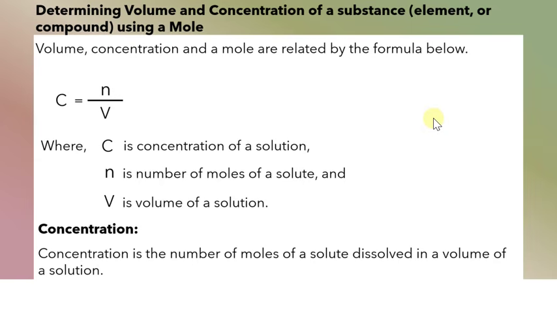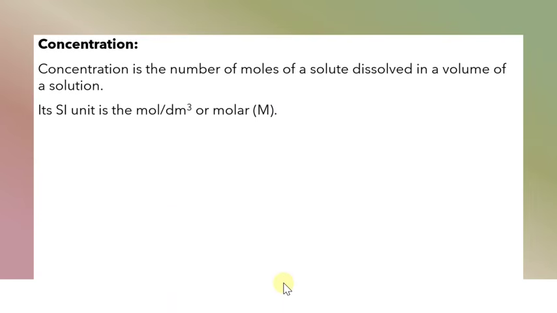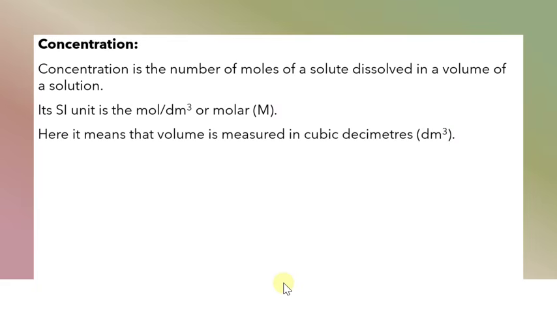That one is also a standard definition. So the SI unit is the mole per cubic decimeter, or molar, which is capital M. So these are the SI unit for concentration, either this one or molar, which is capital M. Let's push this one up here, and now let's look at more detail. So here it means that volume is measured in cubic decimeters. So volume must be in units called cubic decimeters. Very important for you to understand.